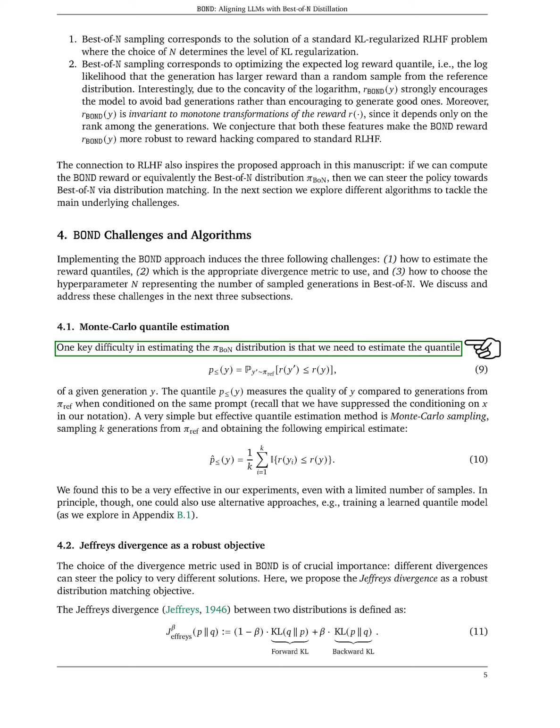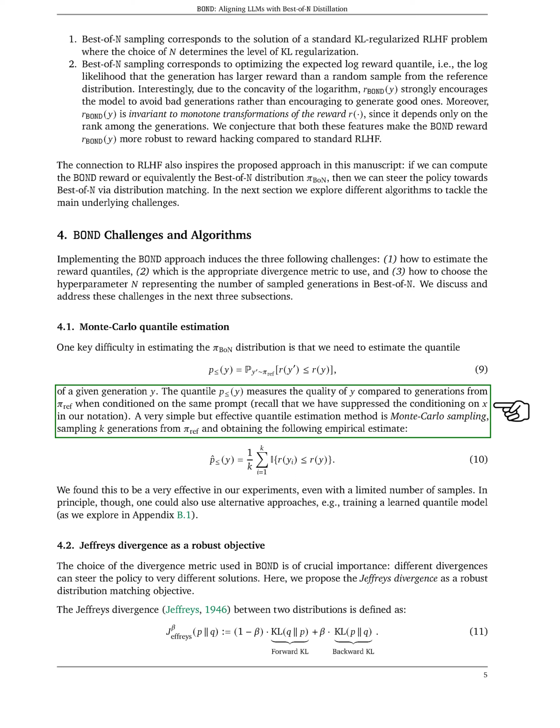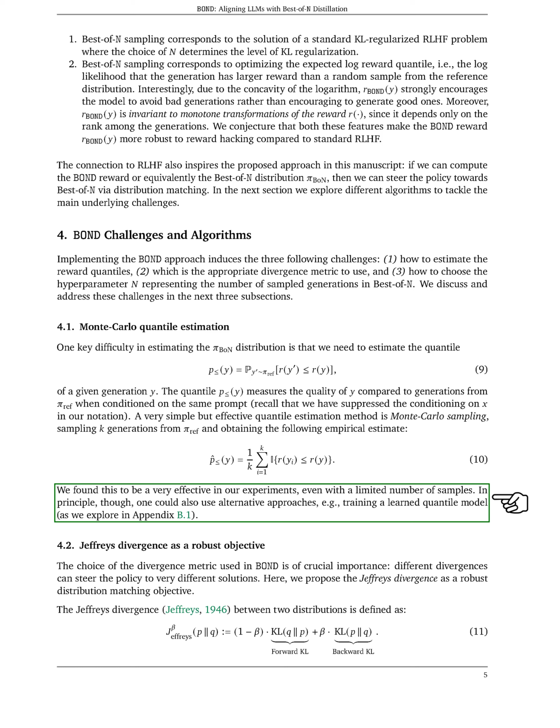When it comes to estimating the quantiles, we face a significant difficulty in determining the distribution of a specific generation. The quantile we are interested in measures how the quality of this generation compares to others when conditioned on the same prompt. A straightforward yet effective method for estimating these quantiles is through Monte Carlo sampling. By sampling a number of generations, we can obtain an empirical estimate, which we found to be quite effective even with a limited sample size. Alternatively, we could explore other methods, such as training a learned quantile model.